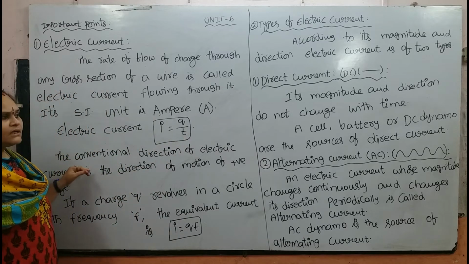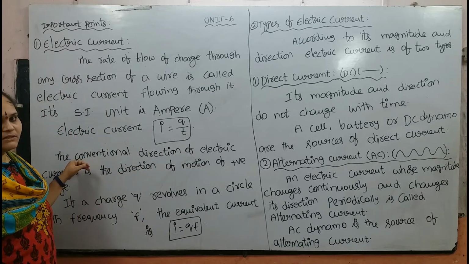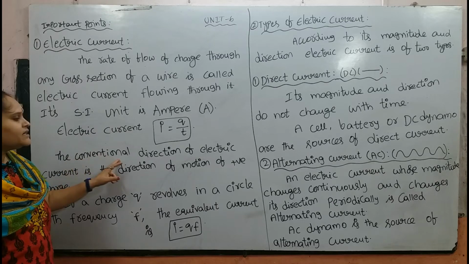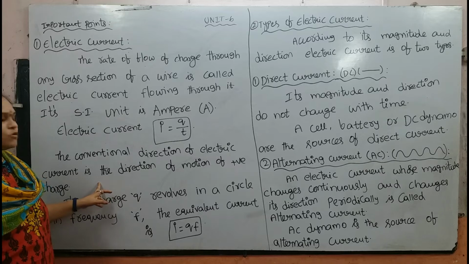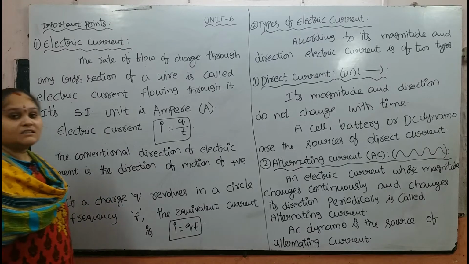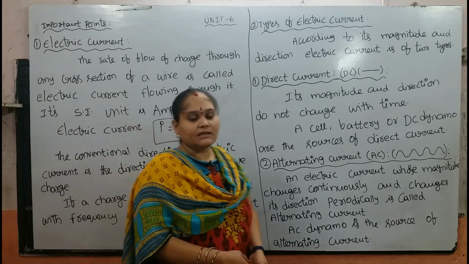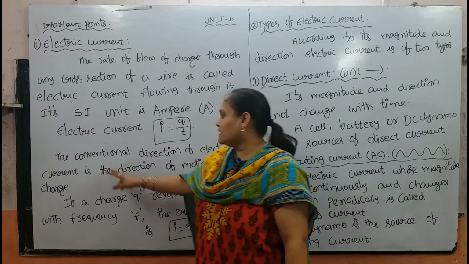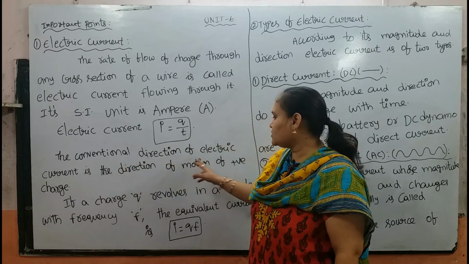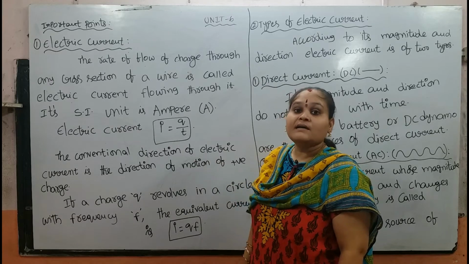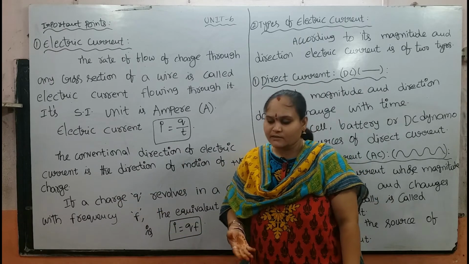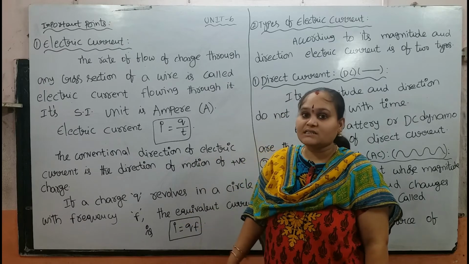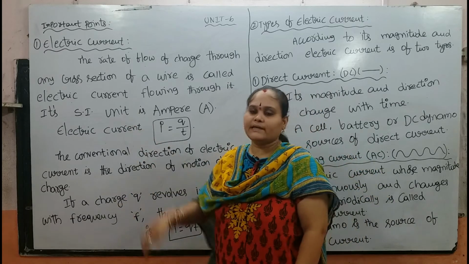Next, the direction of current flow. The conventional direction of an electric current is the direction of motion of positive charge. The current moves in the direction of the positive charge. That means the conventional direction of electric current is the direction of the moving positive charge.